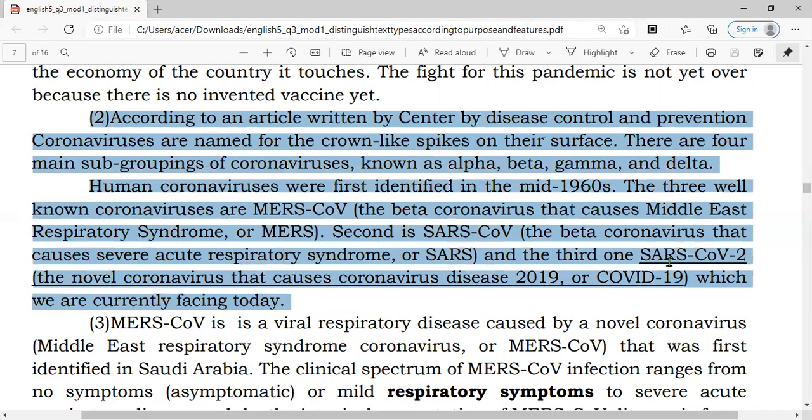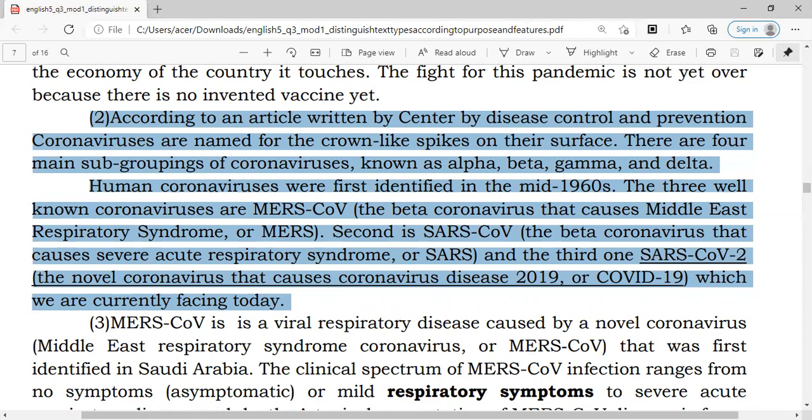Let's proceed to number 2. According to an article written by the Center for Disease Control and Prevention, coronaviruses are named for the crown-like spikes on their surface. There are four main subgroupings of coronavirus known as alpha, beta, gamma, and delta. So what are the four main subgroupings? You have there four: alpha, beta, gamma, and delta. Human coronaviruses were first identified in the mid-1960s. So when was coronavirus first identified? During the year 1960. Okay, in the middle years of 1960.